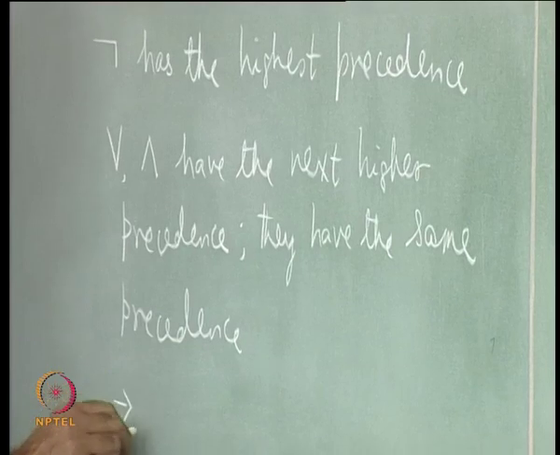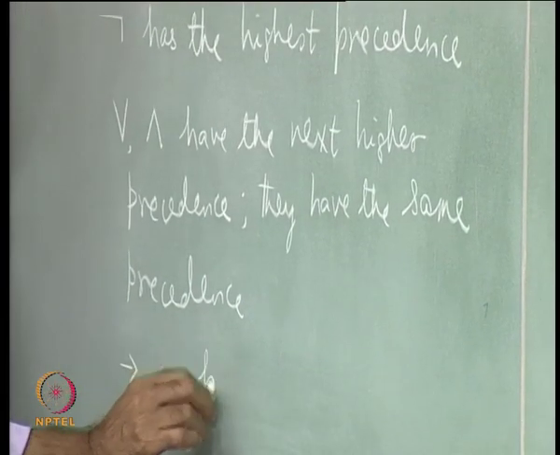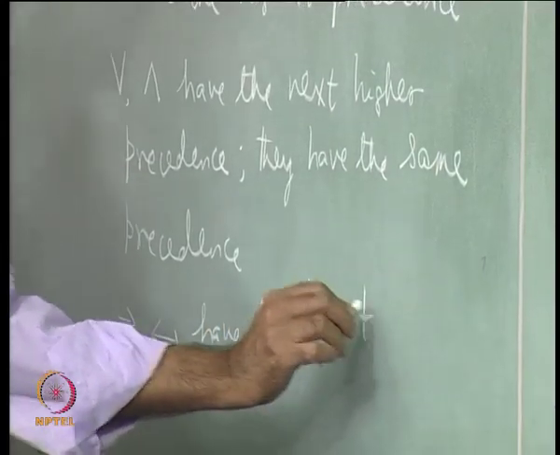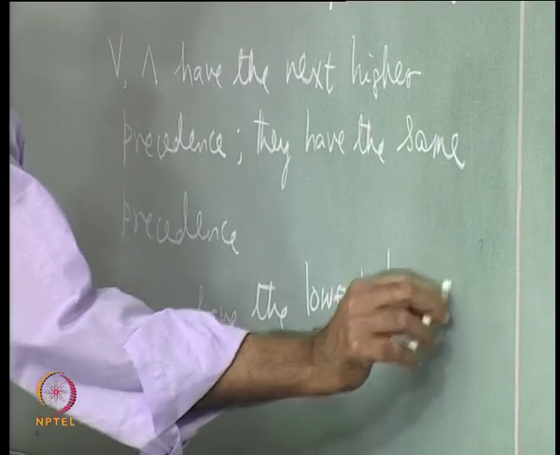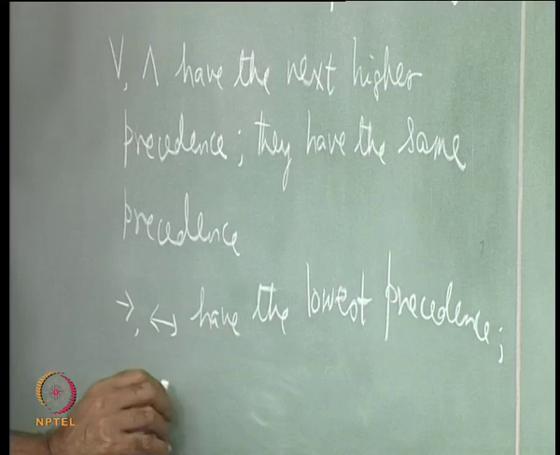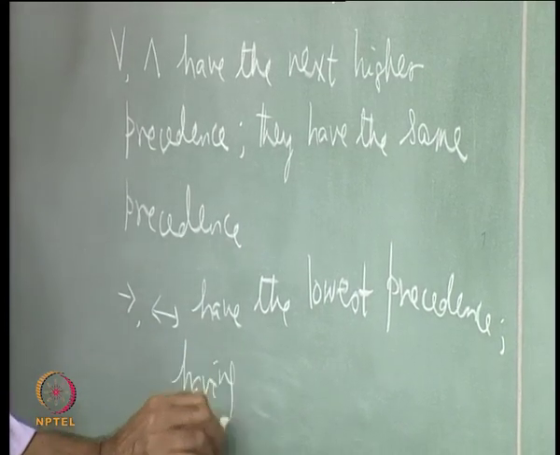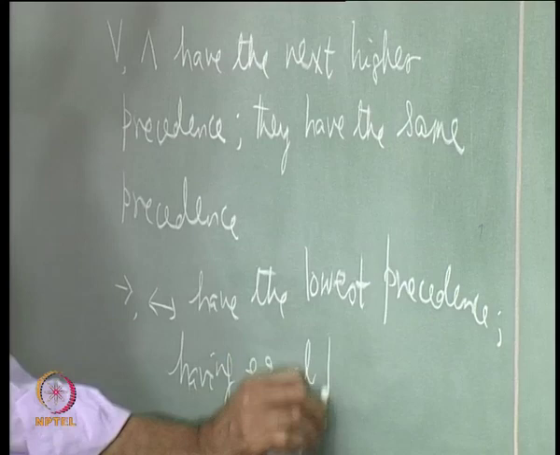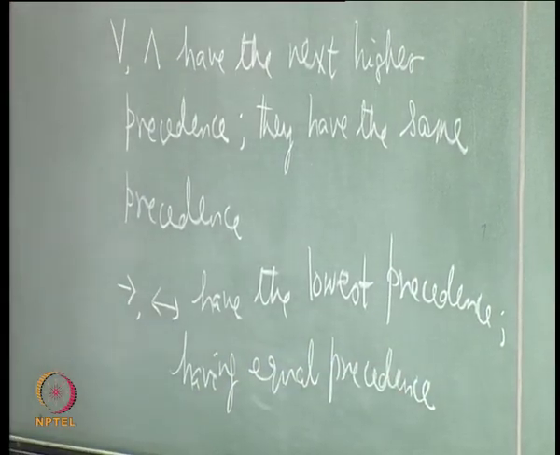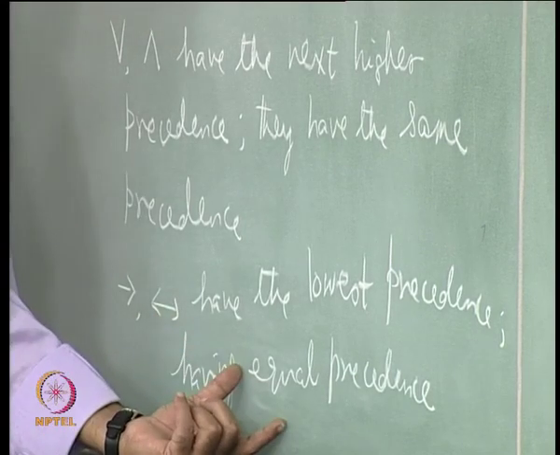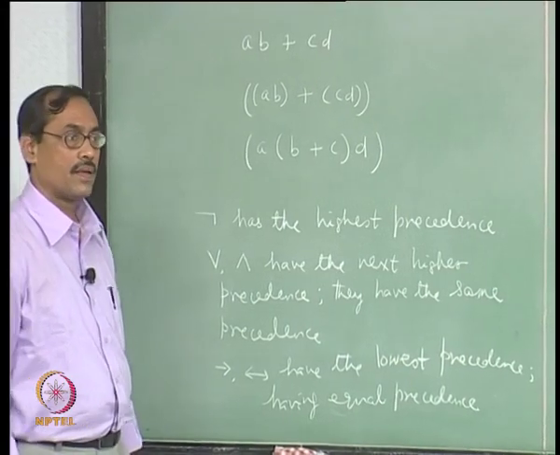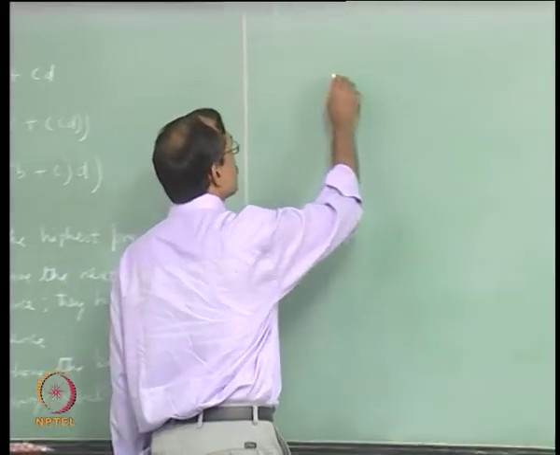Similarly, the next two connectives have the lowest precedence. Right. So, these having equal precedence means among themselves. Let us see one example of how this goes.